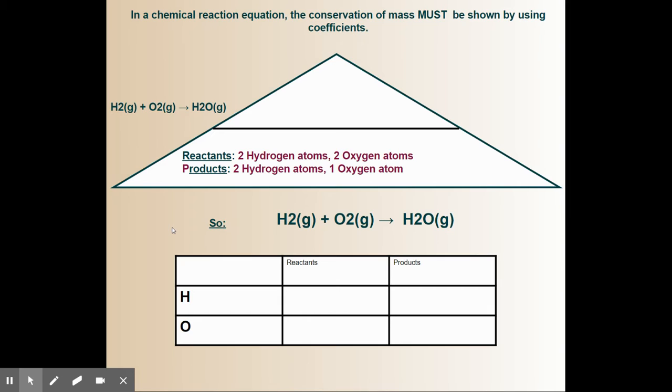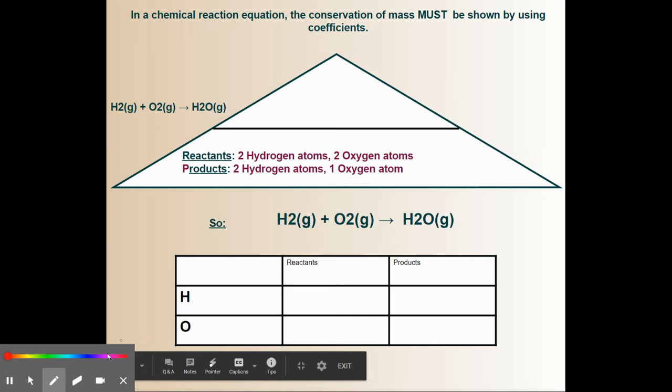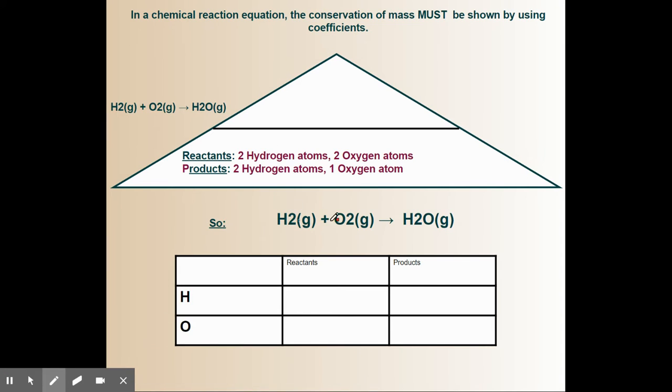So in a chemical reaction, the conservation of mass must be shown by using coefficients. This is the start of the idea of balancing. What we have here is a system in which two hydrogen atoms and two oxygen atoms are going to become H2O, so hydrogen and oxygen to water. We want to make sure that we conserve all of the atoms in this reaction so that they have the same amount of mass. If I have two hydrogen atoms here, I should have two hydrogen atoms here. That's perfect. If I have two oxygen atoms here, that's what this 2 means, I should have two oxygen atoms here. Well, that is not the case.